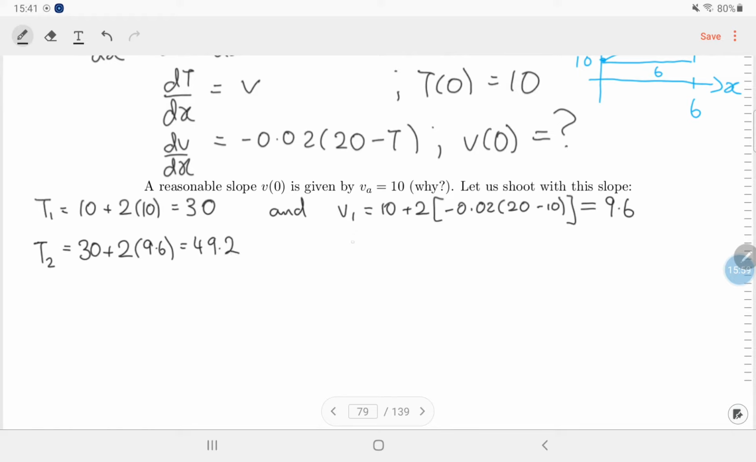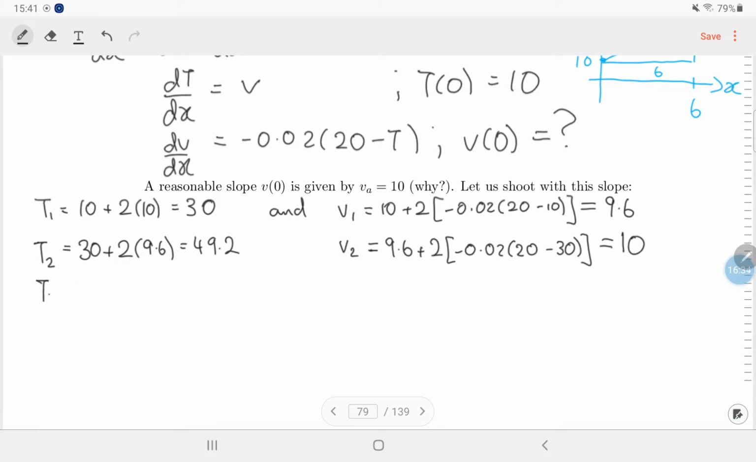Okay, and then the next v is equal to previous slope, which is 9.6, plus h, which is 2, times previous slope 0.02, 20 minus previous temperature, which is 30. So what will that give us? 9.6 plus 2 times minus 0.02 times minus 10. And I'm getting 10 here. Kind of weird, but there you go.